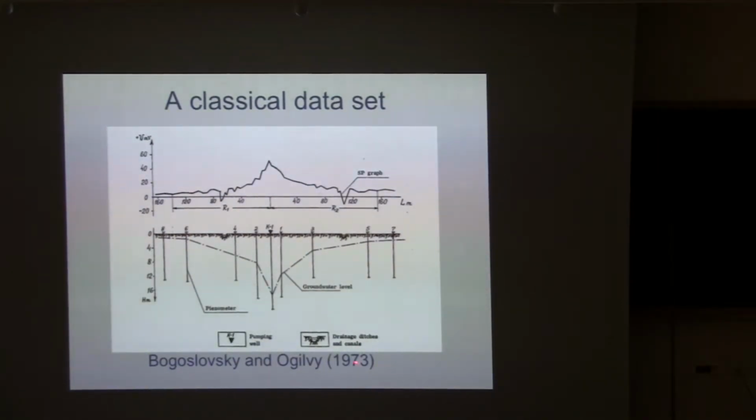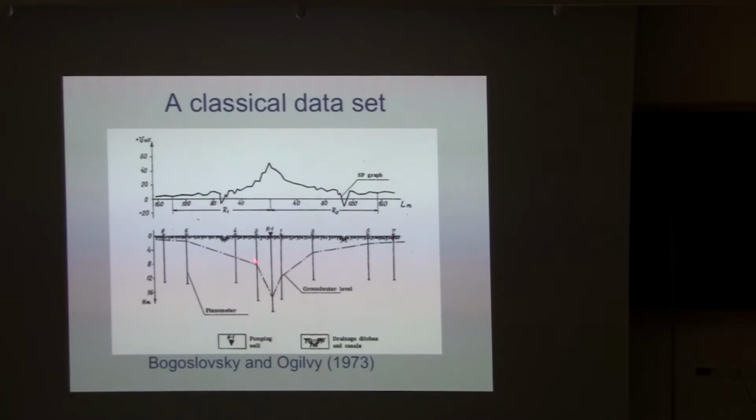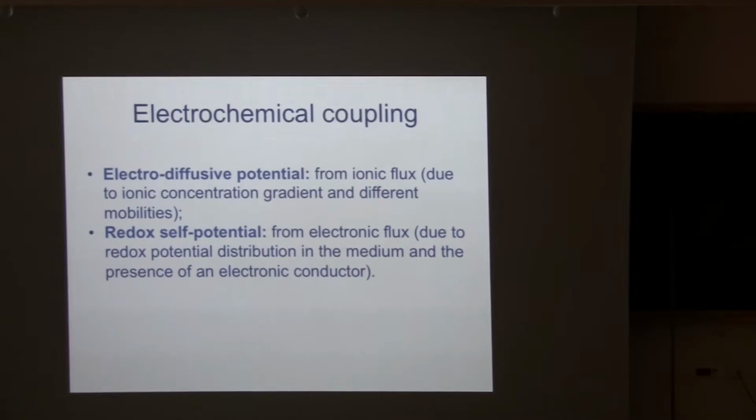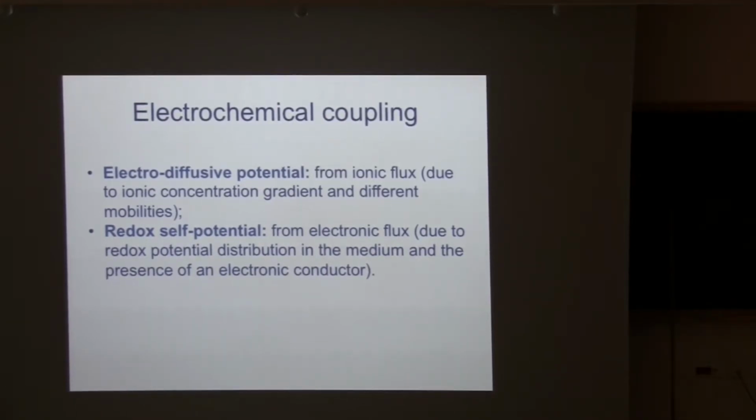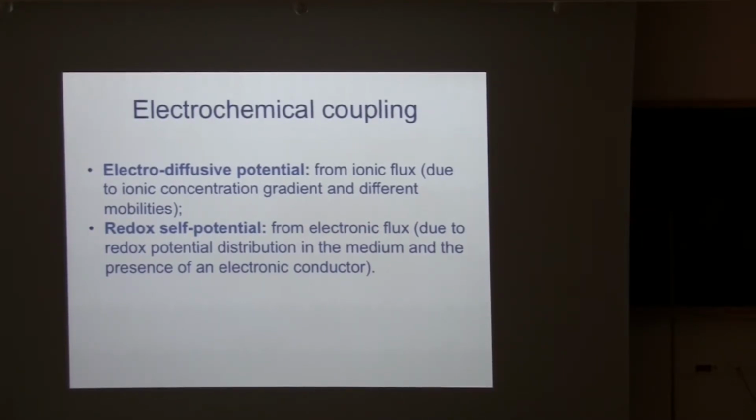So here is an old example, almost 50 years ago. You pump a well somewhere in Russia. You have a drawdown, and you get a self-potential signal measured on the surface that is very reminiscent of the drawdown that has been observed with a number of observation wells. So this is one application of the streaming potential contribution. The electrochemical coupling part, as we said, is due to ionic fluxes because the different ions have different mobilities. And then we have the redox one that is related to electronic conduction in conductors.